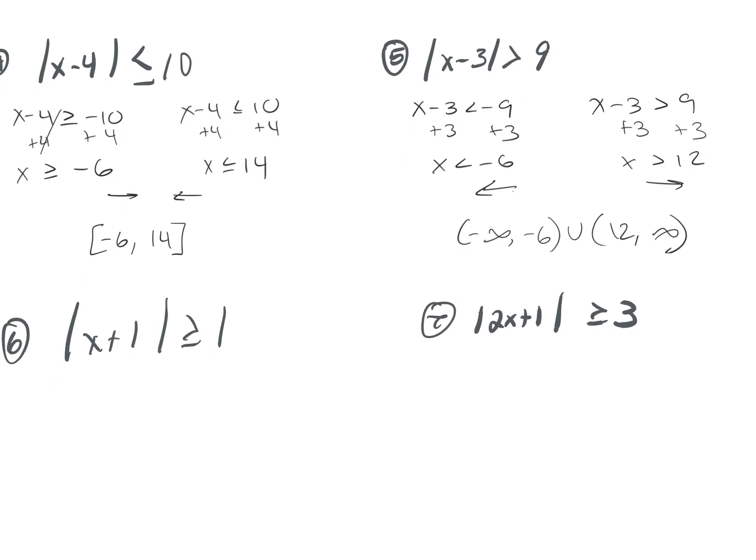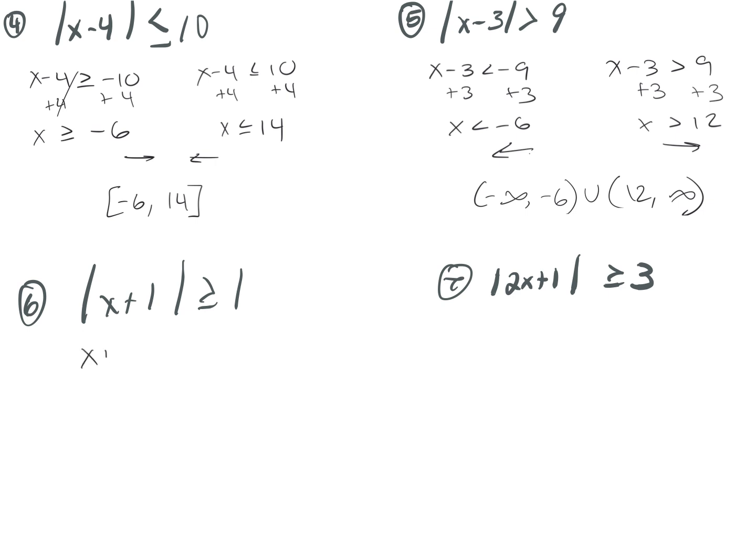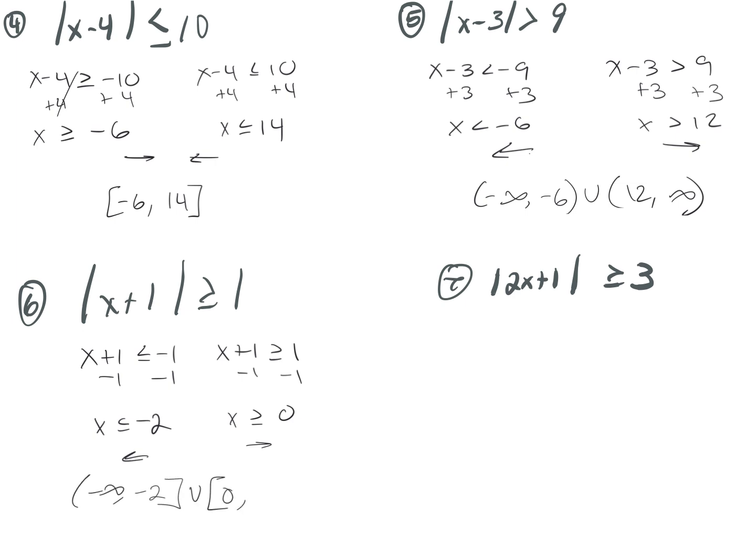So for 6, for example, I'm going to do, x plus 1 is less than or equal to negative 1, and x plus 1 is greater than or equal to 1. So I'm going to go ahead and subtract the 1 on both sides, and we get x is less than or equal to negative 2. We subtract the 1, and we get x is greater than or equal to 0. Again, they're not pointing towards each other. So this one's pointing left, this one's pointing right. We get negative infinity to negative 2, bracket, union, bracket, 0, comma, infinity. So it's going to be from most negative to most positive number.